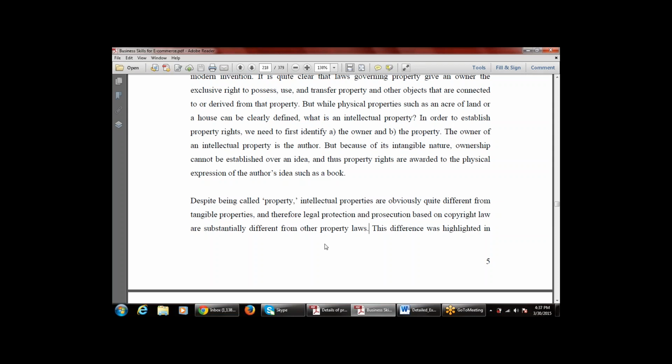So intellectual property is mainly applicable for the physical content, so that it can be applicable for legal protection and for the copyright laws.